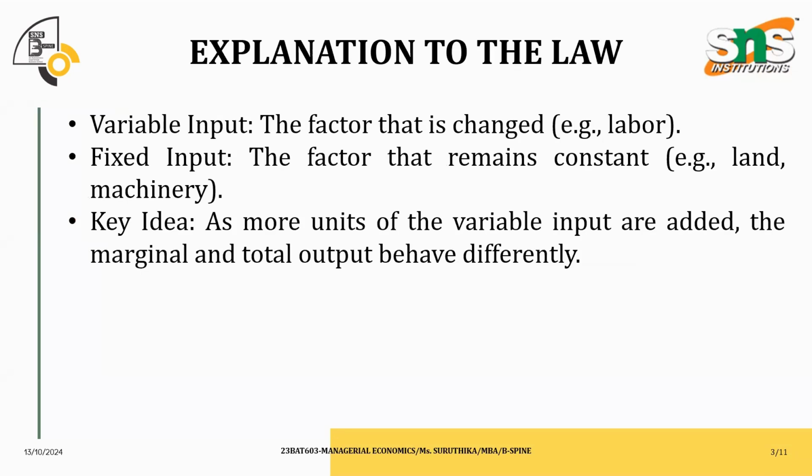So explanation to the law. Variable input according to the law of variable proportions refers to the factor that is changed. Say, for example, labor. Fixed input refers to all those factors that remain constant, like land, machinery, etc. So the key idea here is as more units of the variable input are added, the marginal and total output will behave differently. So here we overall assume that as the quantity of variable inputs increases, there is a significant impact on the marginal and total output behavior.